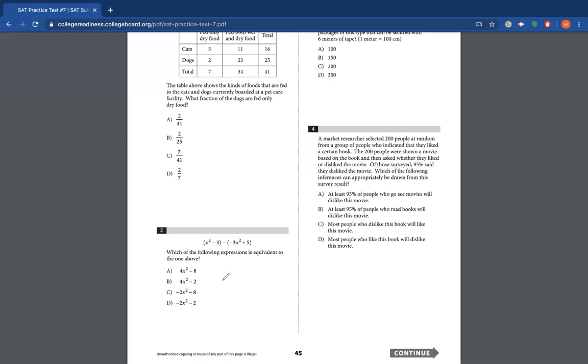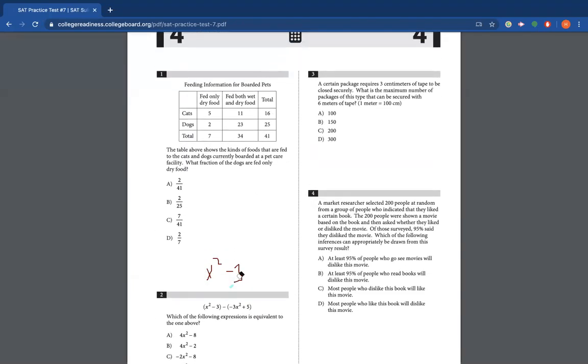Which of the following expressions is equivalent to the one above? So we're gonna expand it, right? So we're gonna have x squared. Hello, please. What did you say the answer of question 1 is? The answer to question 1. Let's check. Let me do it then.